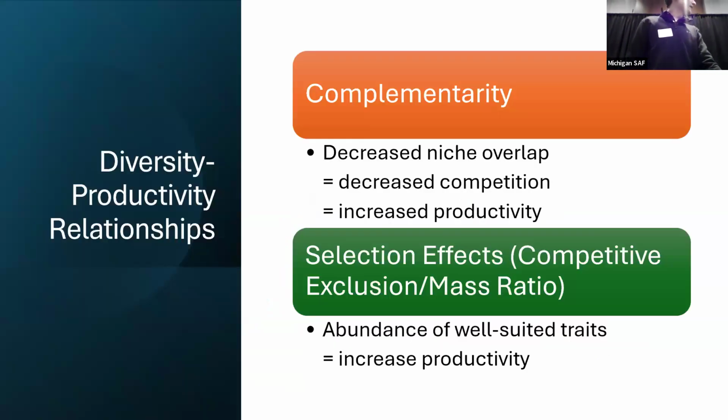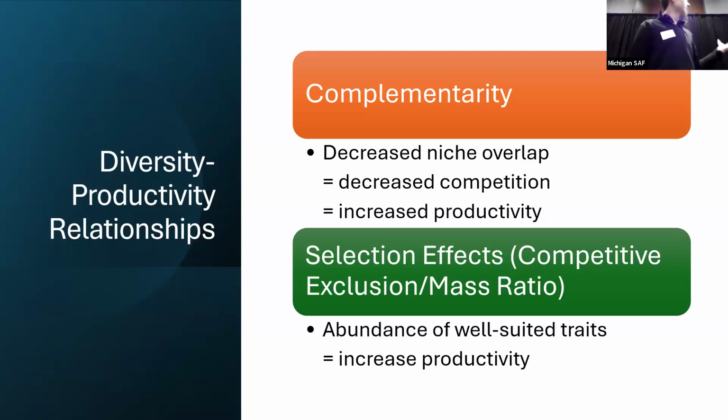And how does that relate to productivity? Well, higher functional diversity can lead to complementarity effects. So the decreased overlap of niche, so those traits are farther apart from each other. Those tree species are not competing as much with each other, so that decreased competition can lead to increased productivity. And that's what we call complementarity.